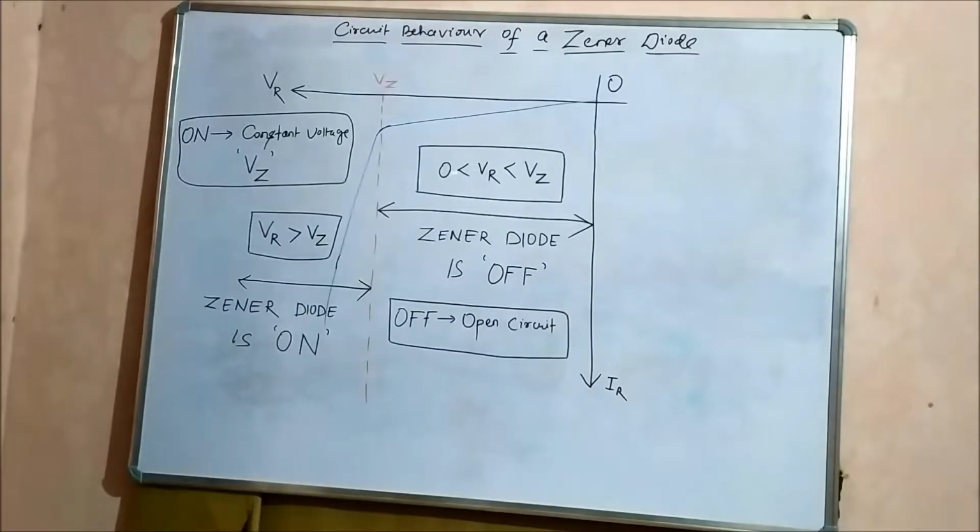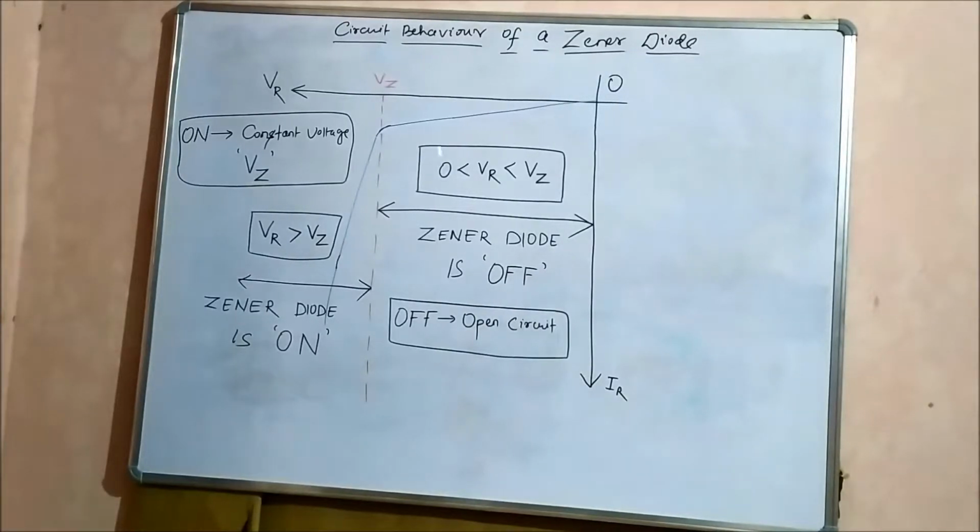So in a circuit, whenever you deal with circuits related to a Zener diode, when the reverse voltage is less than the Zener voltage, it means in this range, 0 is lesser than VR, is lesser than VZ, which means the reverse voltage is greater than 0 volt but lesser than the Zener or breakdown voltage, the Zener diode will be treated as off. And what does off mean? It means you will replace the Zener diode with an open circuit.